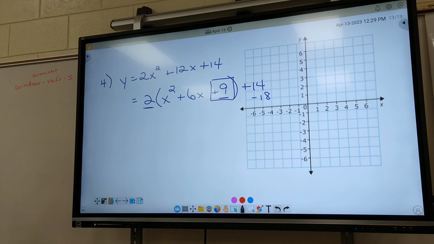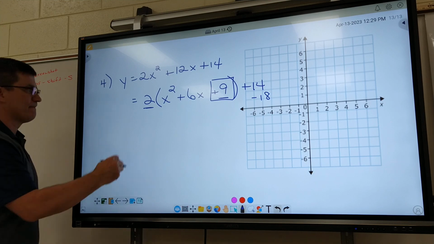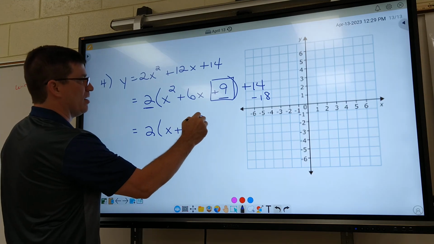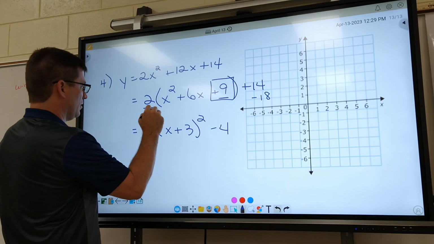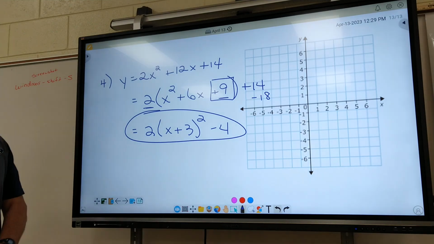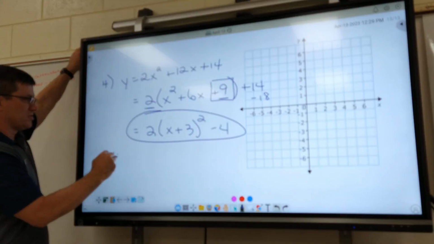Does that take away the 2, or you still got it? Nope, it's still there. So I got 2, I got x plus 3 squared minus 4. That is my vertex form of the equation. So Jared, what is the vertex?